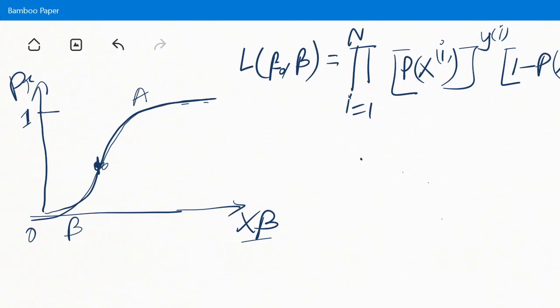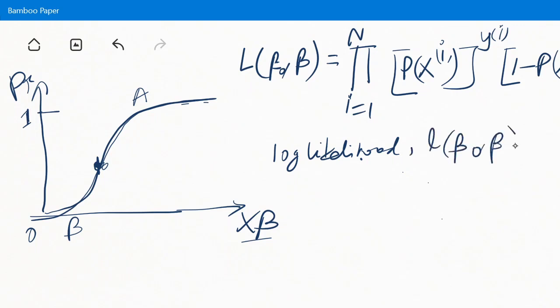Taking the log of this likelihood, we can get the log likelihood as small l of beta naught, betas equal to the sum of y i times log p of x i, plus the sum of 1 minus y i multiplied by log of 1 minus p of x i.